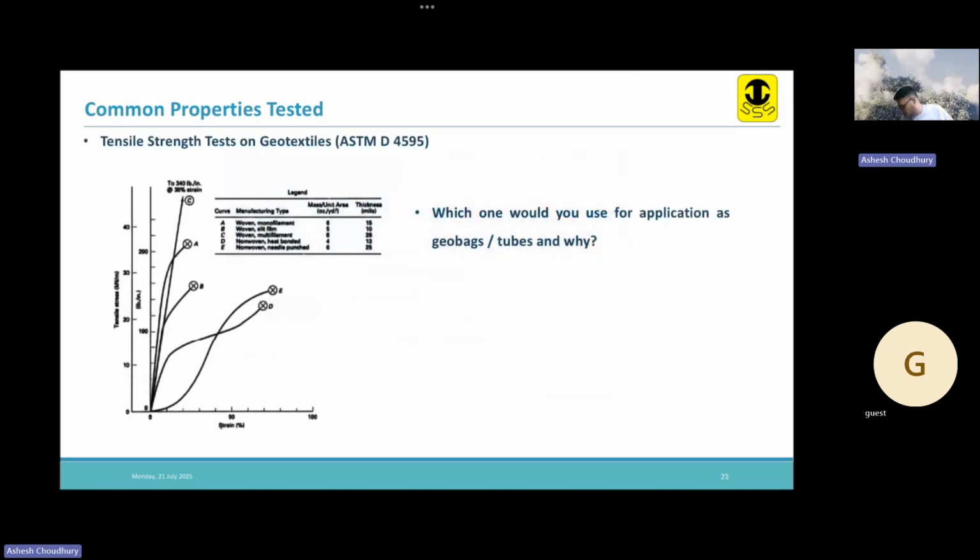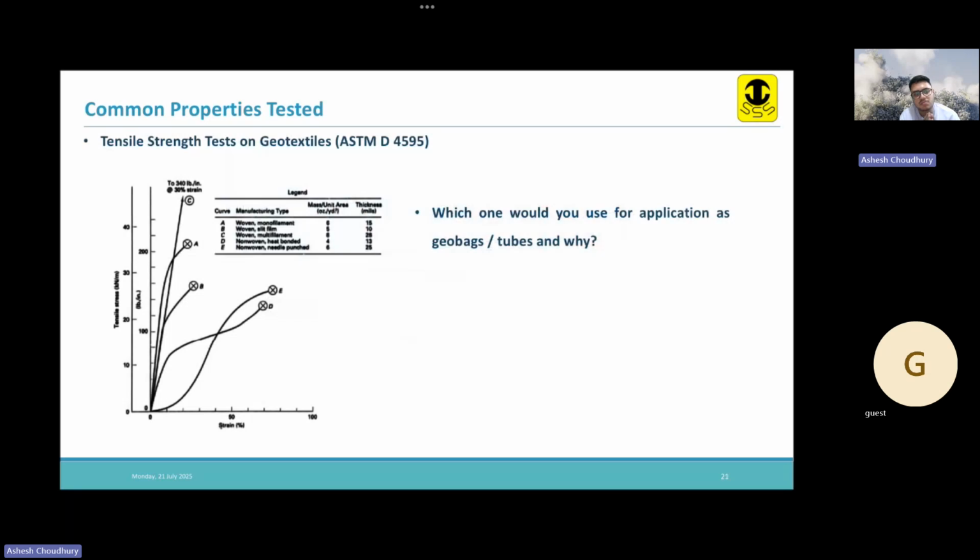So here we can see some tensile strength versus strain rate plots for some groups of geotextile. So in this initial plot, there are five samples: A, B, C, D, E. A, B, C samples are woven type, right? Woven, and D and E are non-woven type.